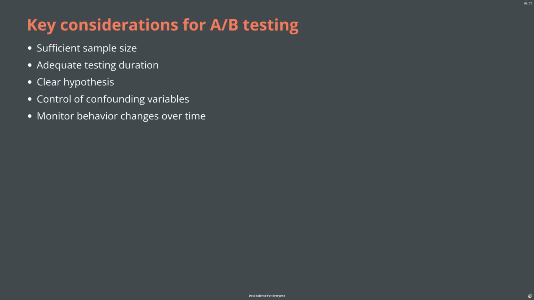A/B testing is most effective when there is a sufficient number of participants, adequate testing duration, and a clear hypothesis to execute the test properly. Some factors that can interfere with accuracy include sample variability, the number of variables in the study design, and natural shifts in behavior over time. Let's go over these key considerations to ensure reliable and valid A/B test results.